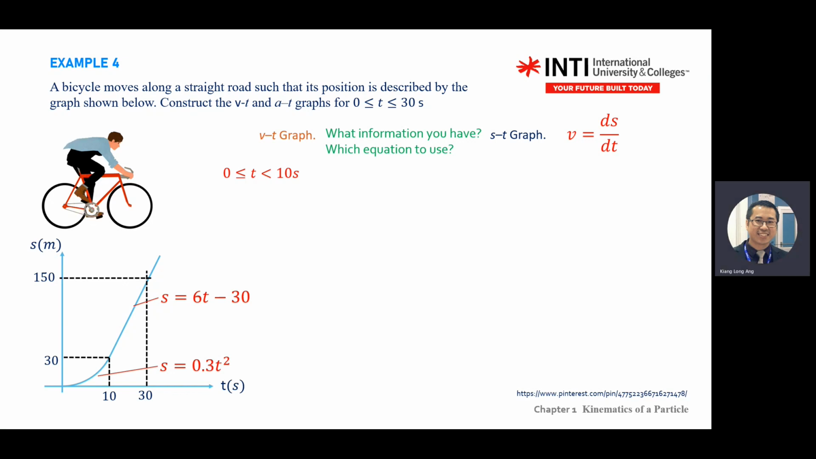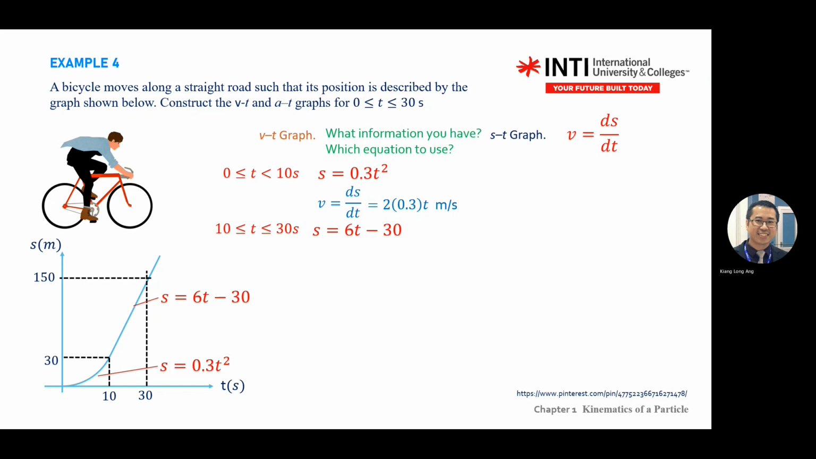So first step in drawing the graph, draw the axis first. You want to find the VT graph, so you split your graph into two. One is 0 to 10, and then S was given. 10 to 30, S was given. So you do the differentiation. V equal to ds dt. S was given, right? You want to find V because you want to plot the VT graph.